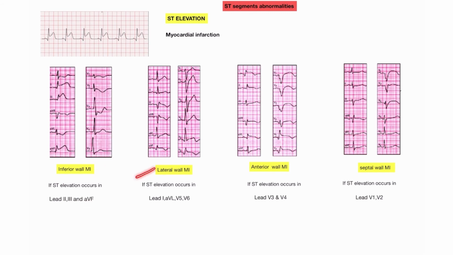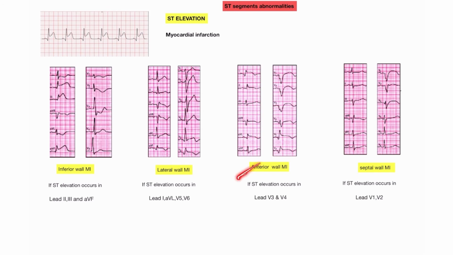Lateral wall myocardial infarction: if the elevation occurs in lead 1, aVL, V5 and V6, then it is a lateral wall type of myocardial infarction.